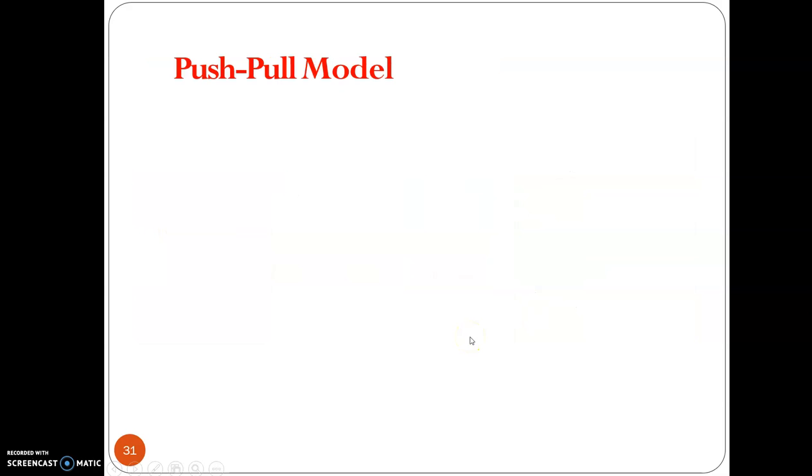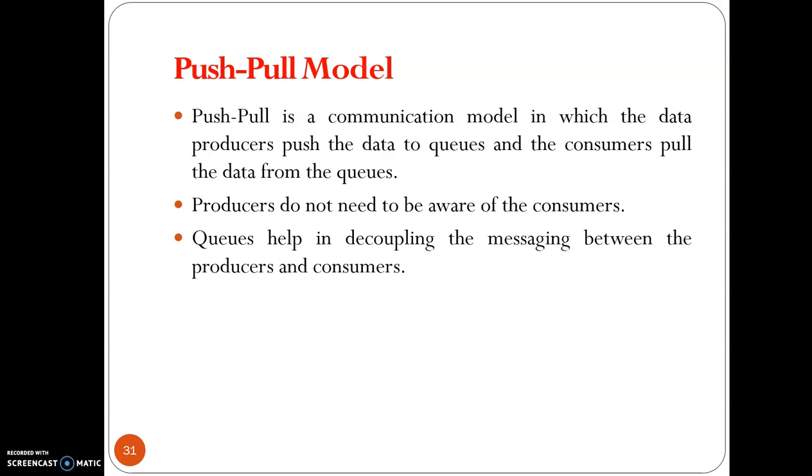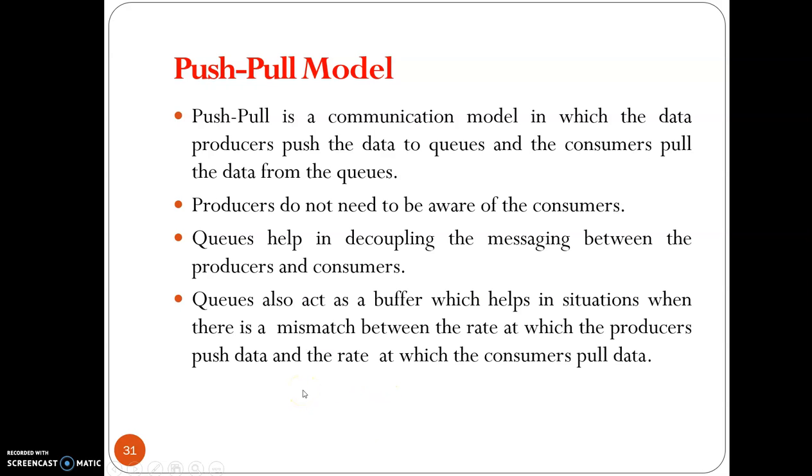The next communication model is the push-pull model. Push-pull is a communication model in which the data producers push the data to the queues and consumers pull the data from the queues. Producers do not need to be aware of the consumers. Queues help in decoupling the message between the producer and the consumer.